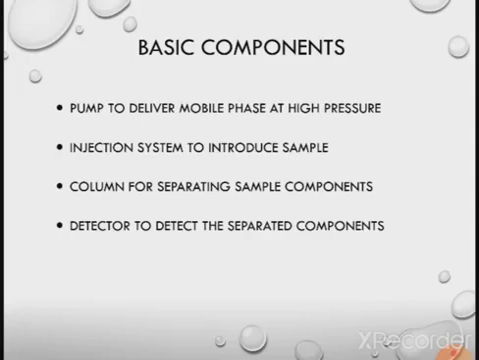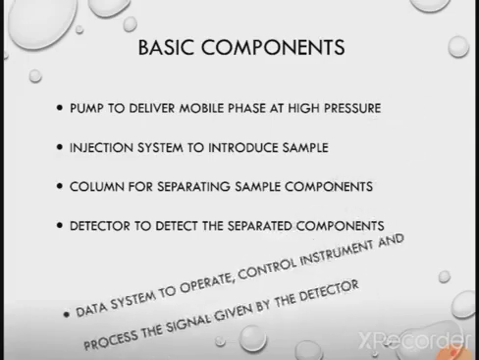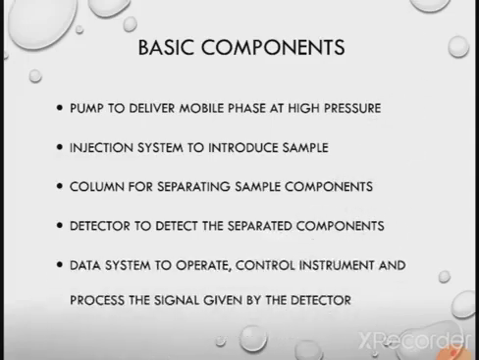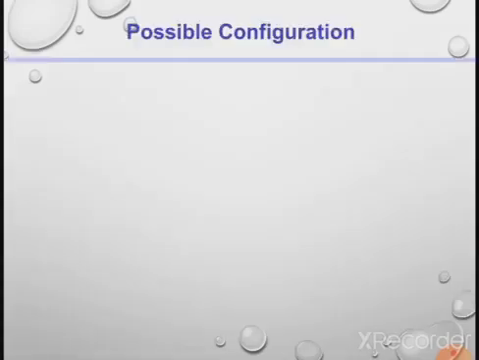Then the next part is the data system. The data system is used to collect the data. Then various controllers are used in the instrument. Then the signal processors process the signals given by the detector. So this is another system that is required along with these specific parts. Now, the possible configurations of HPLC.